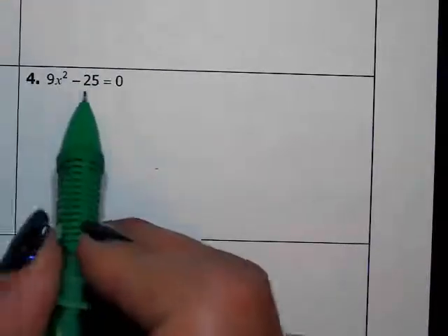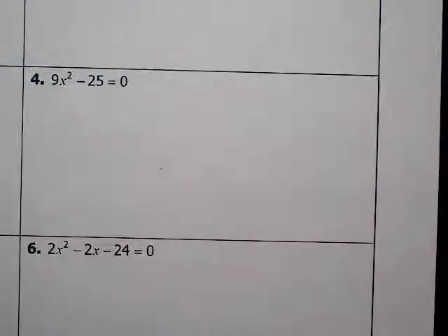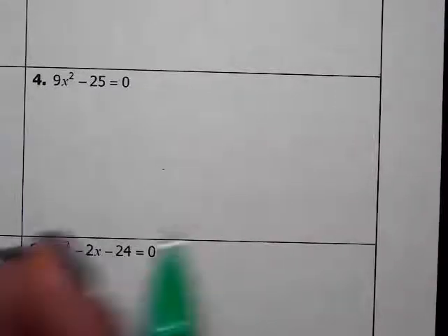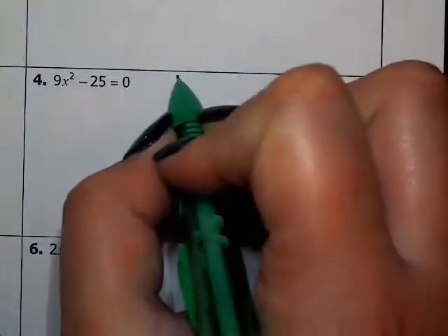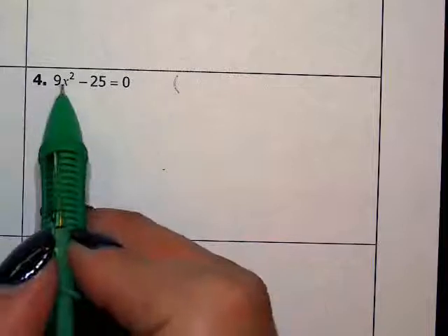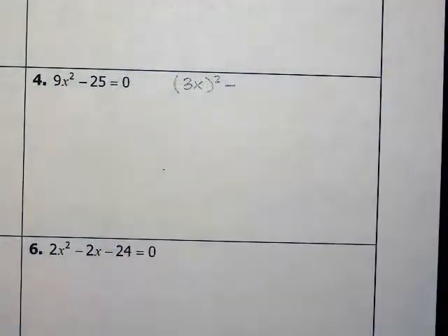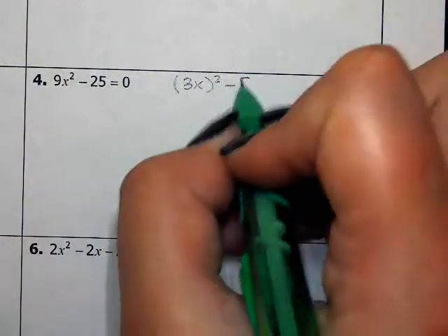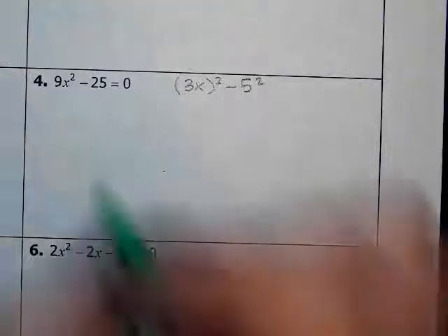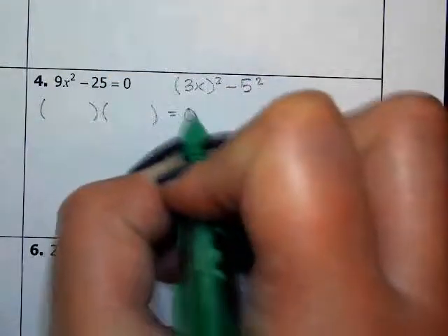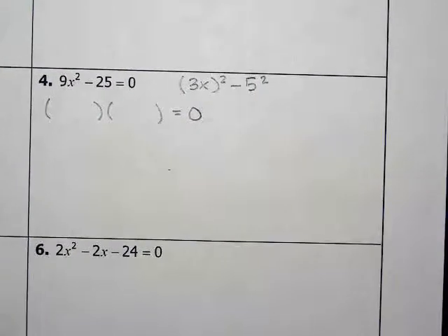So what type of factoring is this? Yeah, this is that difference of squares. What would be the square root of 9? 3. Okay, so this is 3x squared minus what squared? 5 squared. Okay, so that's the difference of squares. So if we do our 2 sets of parentheses, what is going to go in each set?